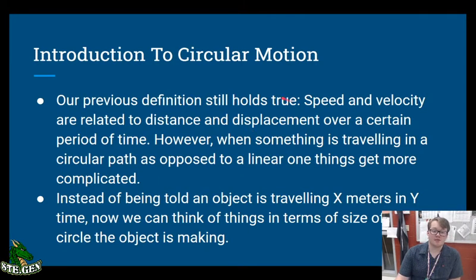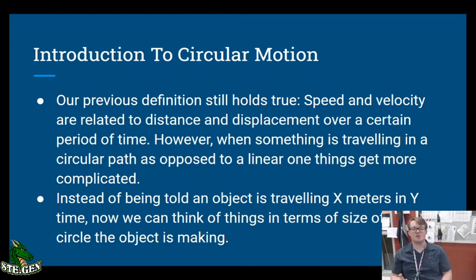Our previous definition will still hold up in this case. Speed and velocity are still related to distance and displacement, respectively. Speed is distance over time, velocity is displacement over time. However, when something's traveling in a circle, you can't just measure it as a point A to point B. So instead of being told an object is traveling X meters in Y time, we'll now be thinking in terms of, well, what's the size of the circle the object is making? Is it making a small circle, a bigger circle, or a gigantic circle?